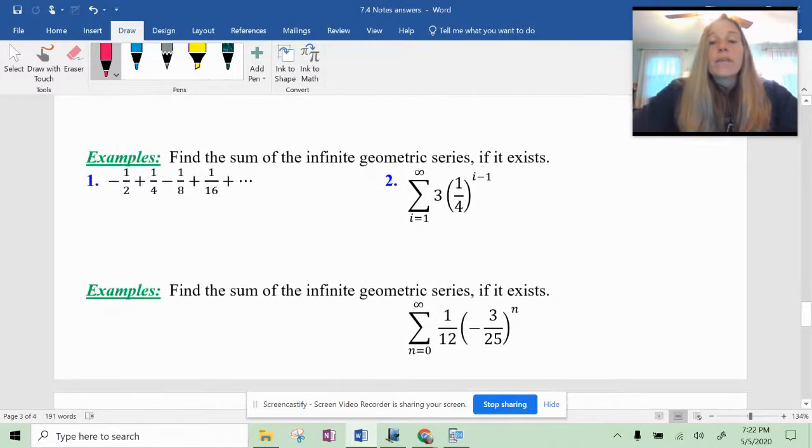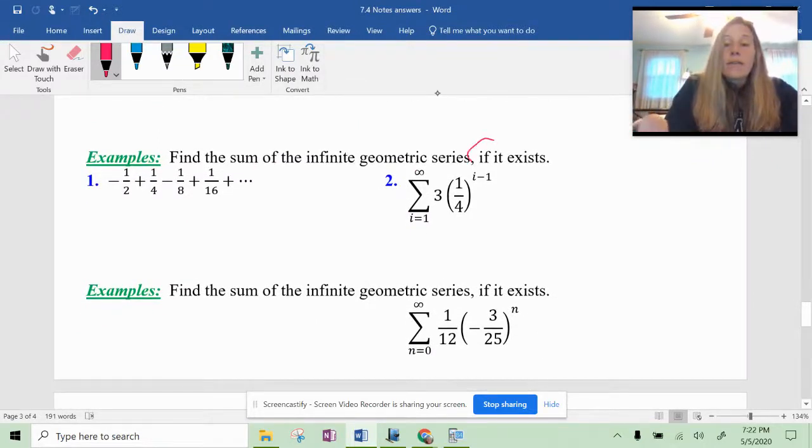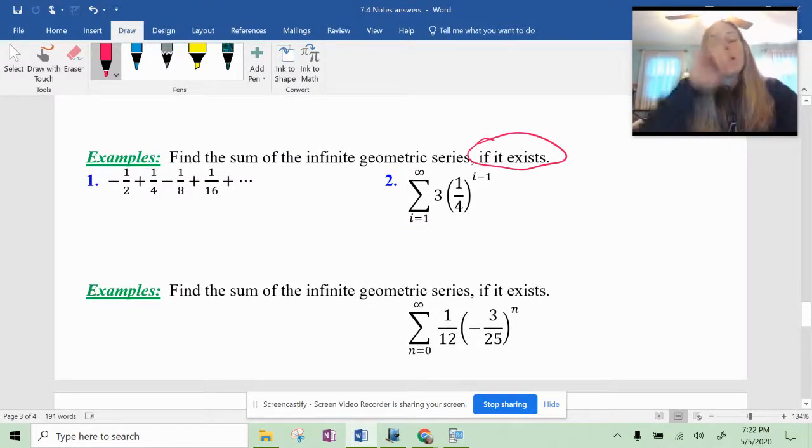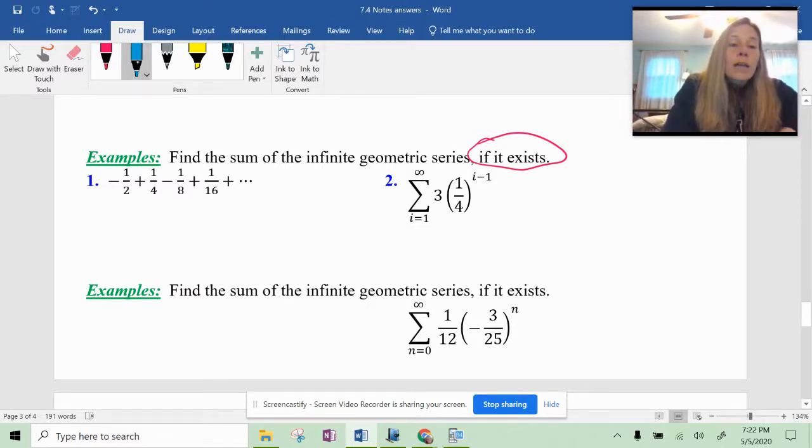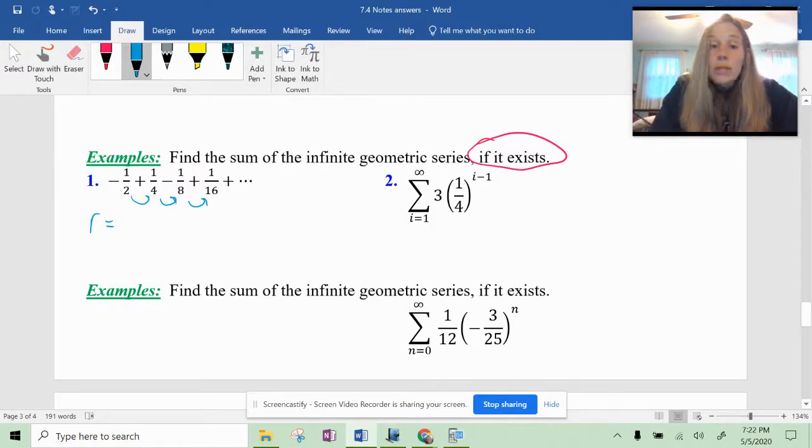Okay, find the sum of the infinite geometric series if it exists. So don't forget to say no sum and just move on if that's what it is. So first thing you need to find is that r value. So what am I multiplying by to get to the next number in my pattern? Or you could take any number here and divide it by the preceding term.